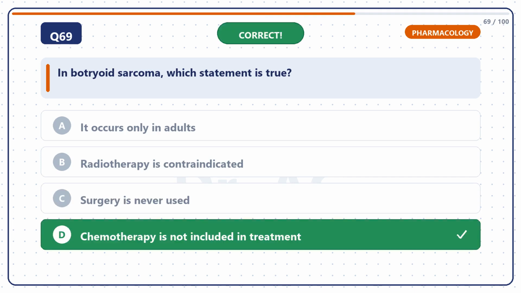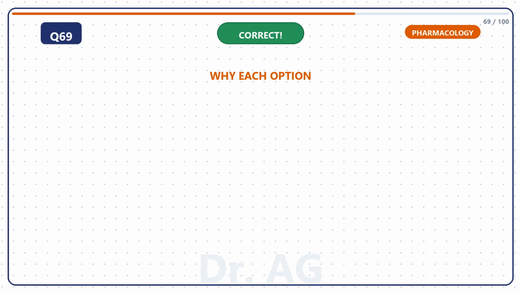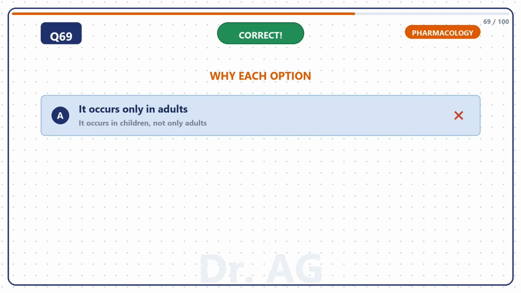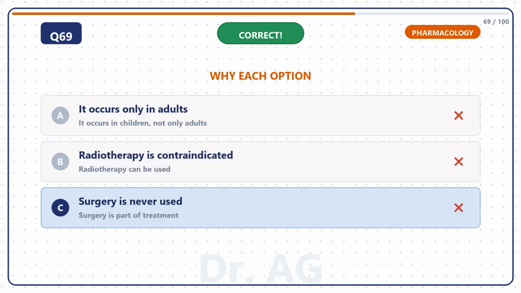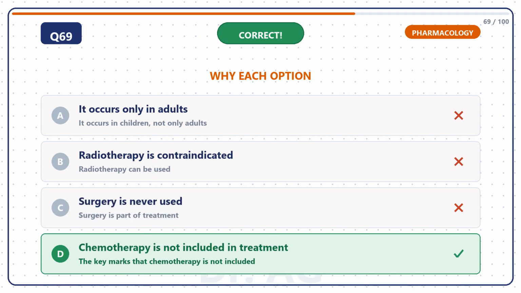The correct answer is option D. Chemotherapy is not included in treatment. Let's go through the options. It occurs only in adults. It occurs in children, not only adults. Radiotherapy is contraindicated. Radiotherapy can be used. Surgery is never used. Surgery is part of treatment. And the correct answer is chemotherapy is not included in treatment. The key marks that chemotherapy is not included. So, the right answer is option D. Chemotherapy is not included in treatment.